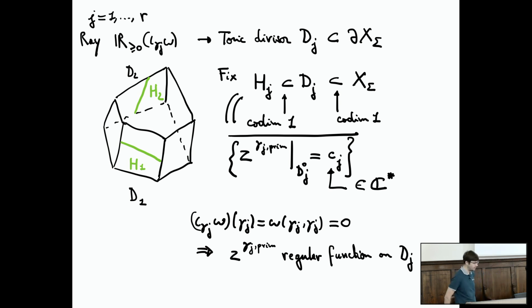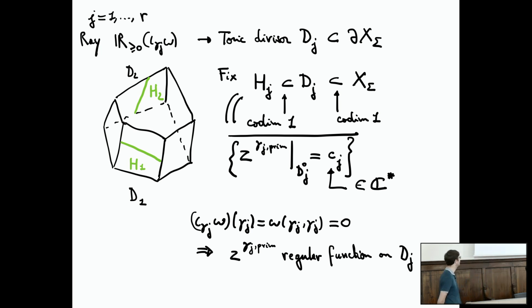So here I draw a picture. This three-dimensional thing is supposed to be a picture of our toric variety. The quadrilateral faces are the toric divisors. And in green, I've represented these Hj. And these Hj, what they are concretely, they are just defined by some very simple equations. They are defined by the equation z to the gamma j prim, a primitive vector in the direction of gamma j, equal to a constant, where you view that as an equation on Dj. So essentially, you use the information about gamma j to write down this locus.